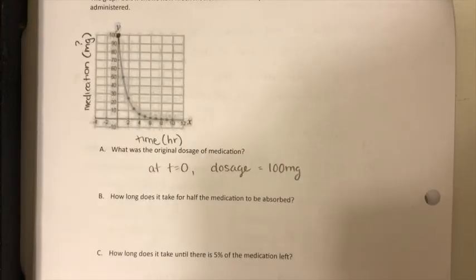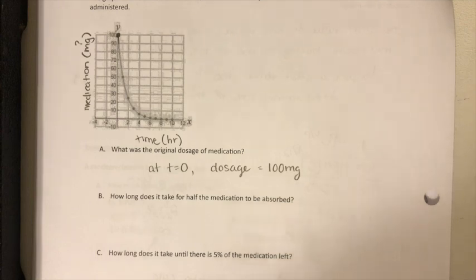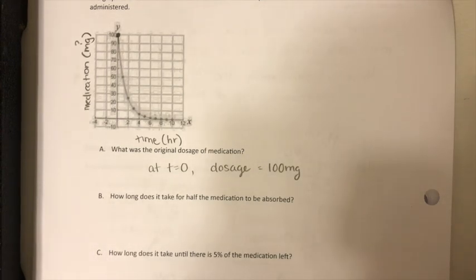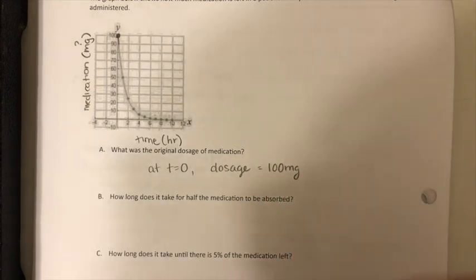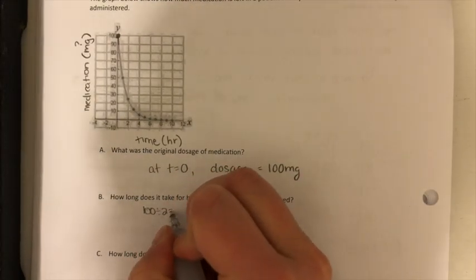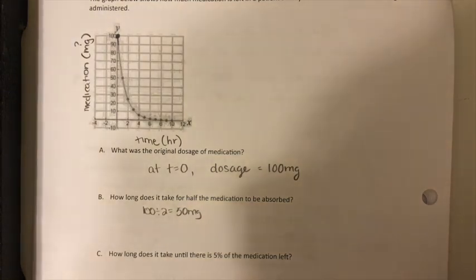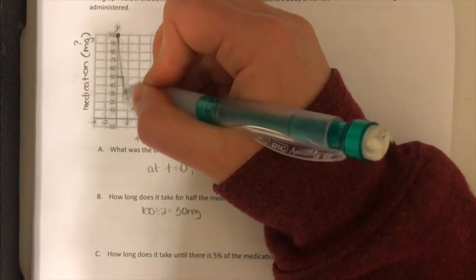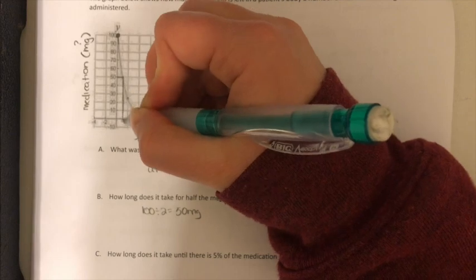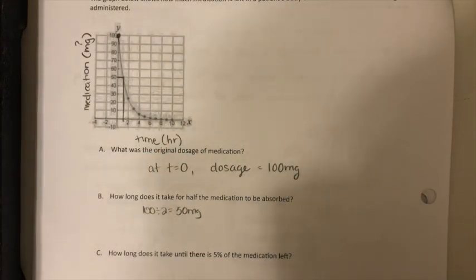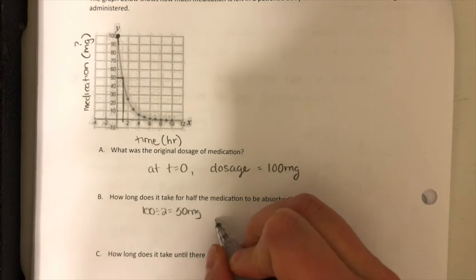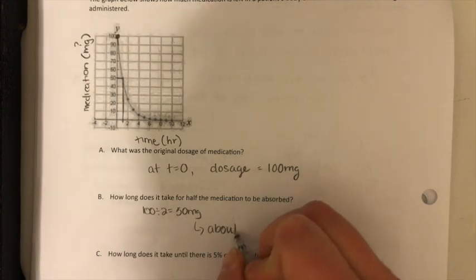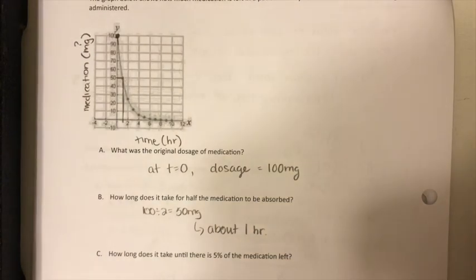Okay. How long does it take for half of the medication to be absorbed? So now we're looking for, okay, if we started at 100, 100 divided by 2 is 50 milligrams, right? We're looking for 50 milligrams left. And we can do that graphically by saying, okay, here's 50, there's this point, and so it kind of looks like right between the 1 and the 2 hour mark. Maybe a little bit bigger than 1, but it's hard to tell. So we're going to say about 1 hour. It took about an hour for 50% of the medication to be absorbed.